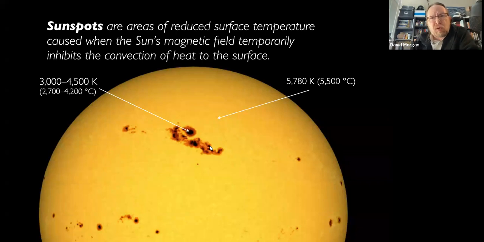Without getting into loads and loads of detail, what's happening in the sunspot is the magnetic field of the sun is inhibiting the convection of hot plasma from the inside of the sun to the surface of the sun. The sun has a very strong magnetic field. That magnetic field affects the motion of this ionized gas that the sun is made out of.